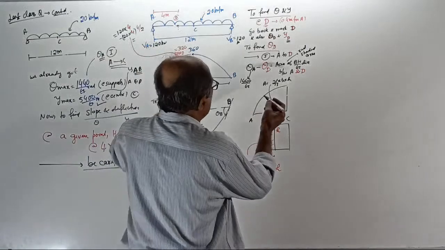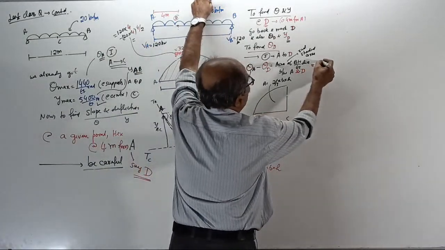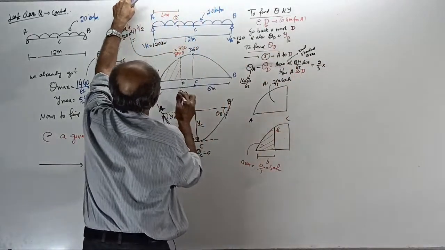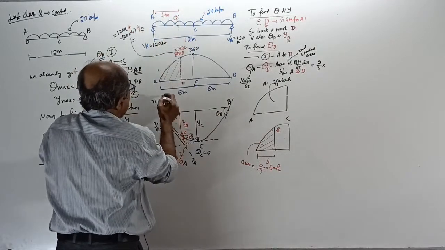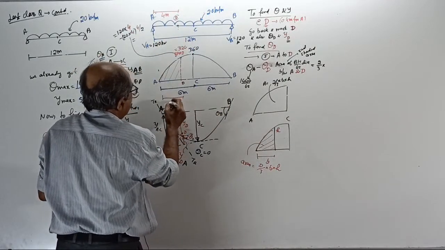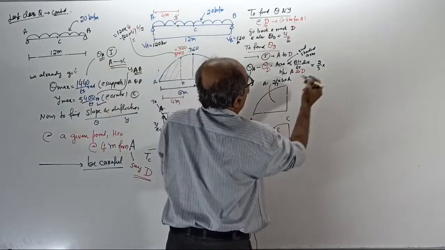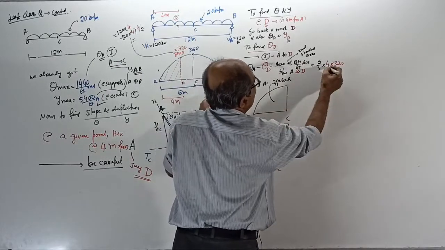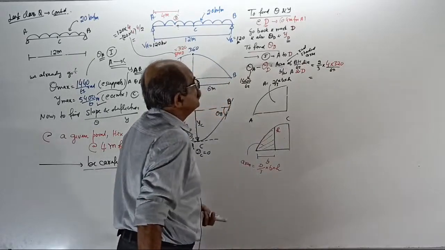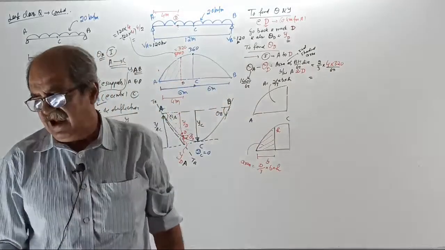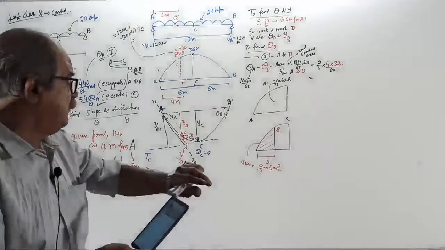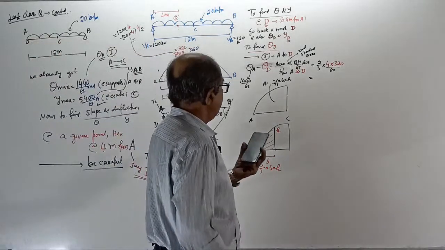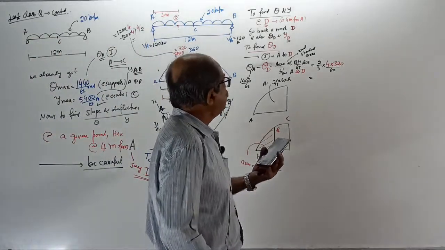So, according to them, this area equals 2/3 of base into height. What is the base? See here, this is 4 meter. Base is 4. Height is 320 by EI. Tell the answer: 2/3 of 4 into 320 by EI. Fast. 2/3 of 4 into 320. Answer.